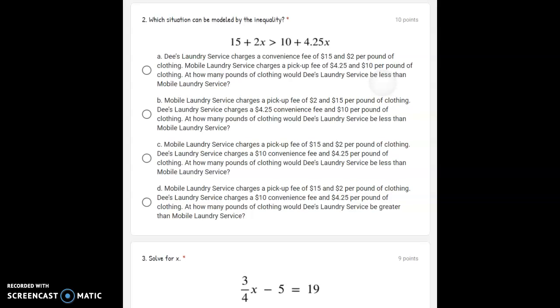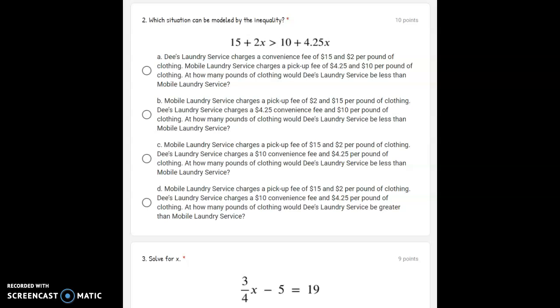Question number 2. Which situation can be modeled by the inequality 15 plus 2x is greater than 10 plus 4.25x? A. D's Laundry Service charges a convenience fee of $15 and $2 per pound of clothing. Mobile Laundry Service charges a pickup fee of $4.25 and $10 per pound of clothing. At how many pounds of clothing would D's Laundry Service be less than Mobile Laundry Service?